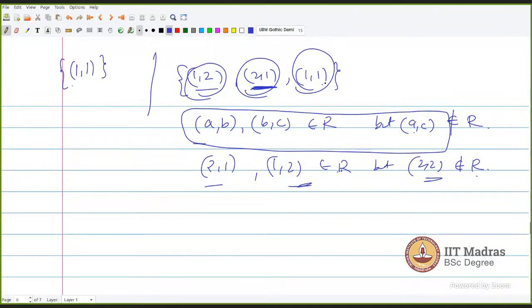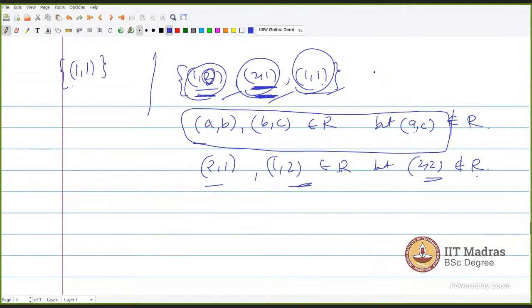You can minimize your search. So when you are taking the first element as (1, 2), then only look at the elements which start with 2. So no need for (2, 3). It's enough to take the second element as the second and look for the third, like this. You should check each and every pair. Each and every pair should be satisfied. Then only I will say it is transitive.